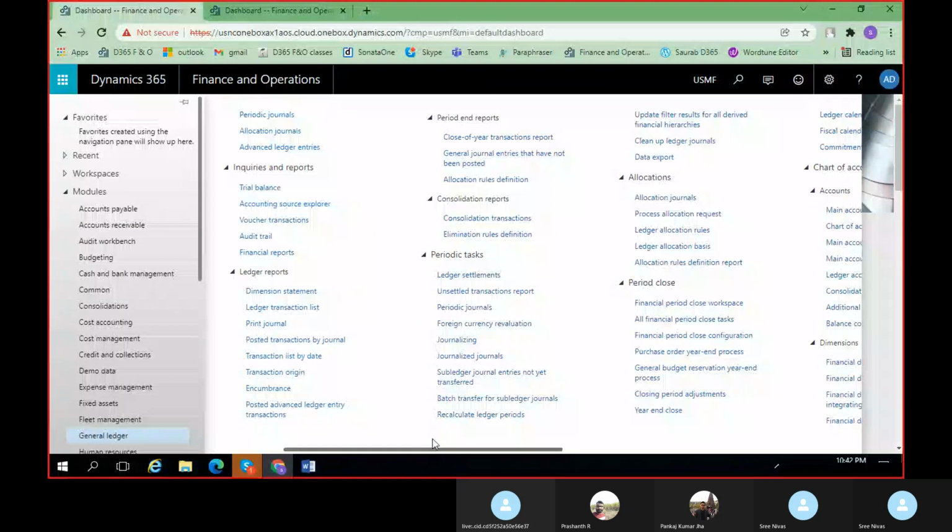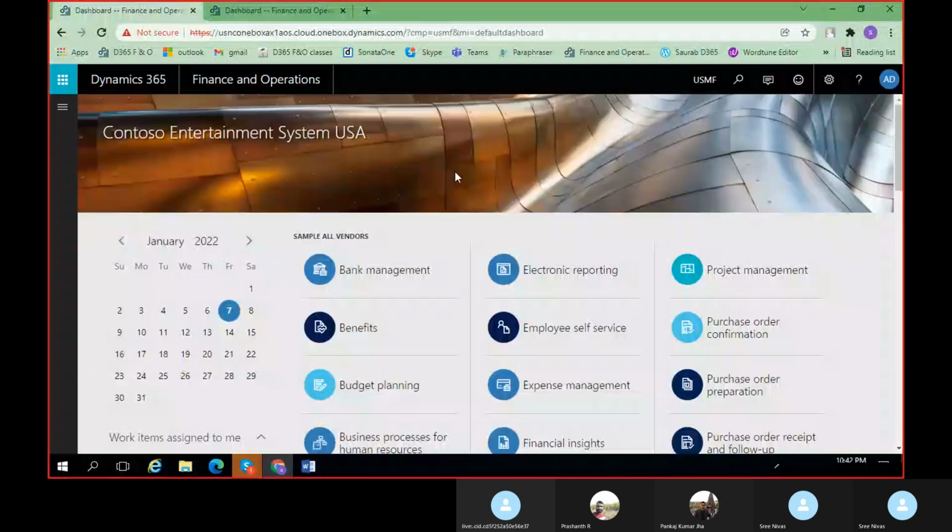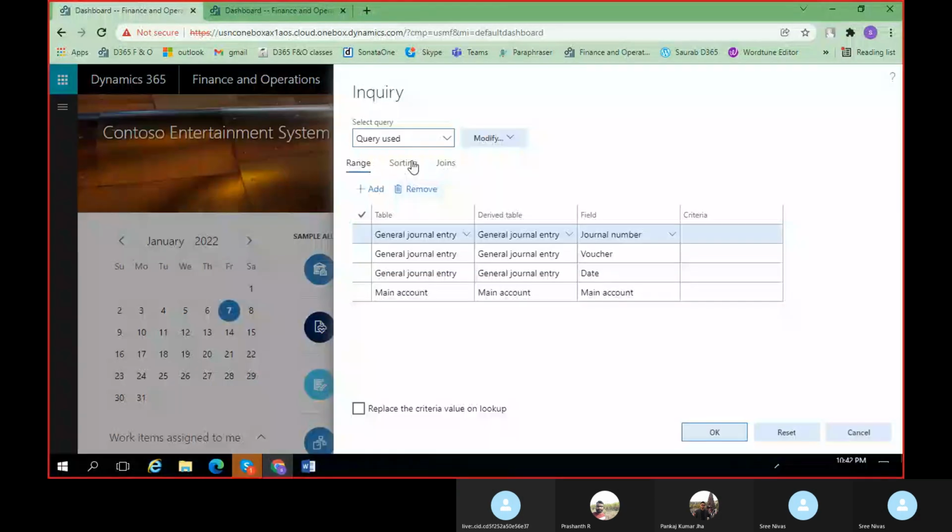Okay, under inquiries and reports, water transactions is here, right? Please bear with me, the reason being it will be a bit slow actually. I'll explain this once we get into the inquiries and reports. Let me just show you what kind of screenshot he got and how you can get the information in a similar way.